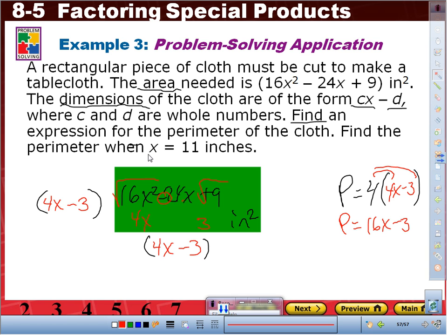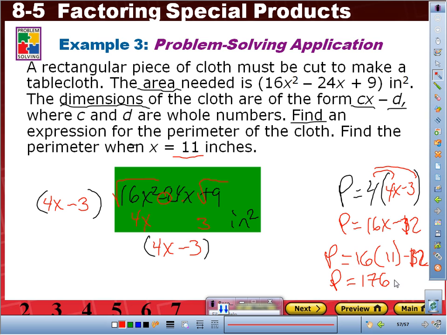However, they want us to evaluate when x is what? 11. So I write P equals 16 times 11 minus 3. What is 16 times 11? 176. Very good, Mel. Minus, oh, and this is 12. My bad. This is 12. Minus 12. What is 176 minus 12? 164 inches. And we're done. Okay?